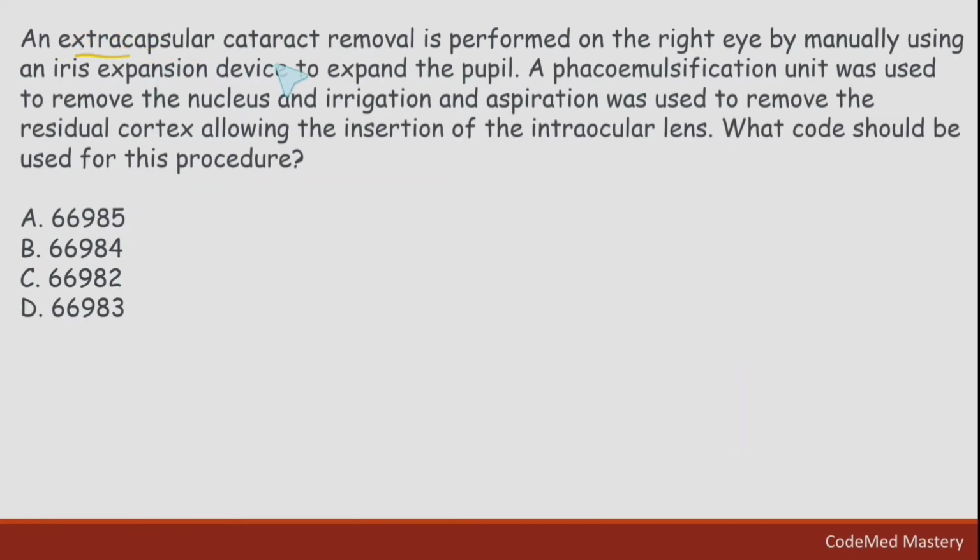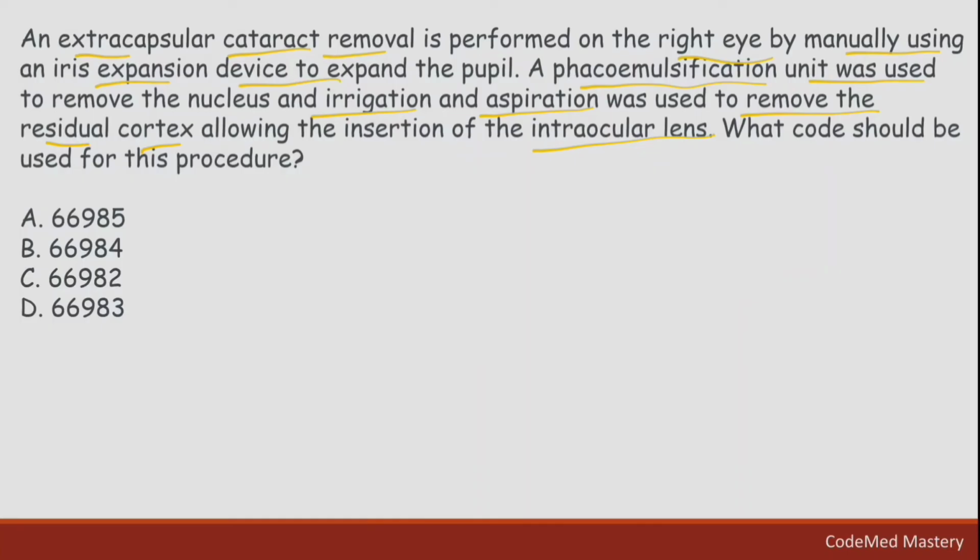An extracapsular cataract removal is performed on the right eye by manually using an iris expansion device to expand the pupil. A phacoemulsification unit was used to remove the nucleus, and irrigation and aspiration was used to remove the residual cortex, allowing the insertion of the intraocular lens. What code should be used for this procedure? Let us check the options.